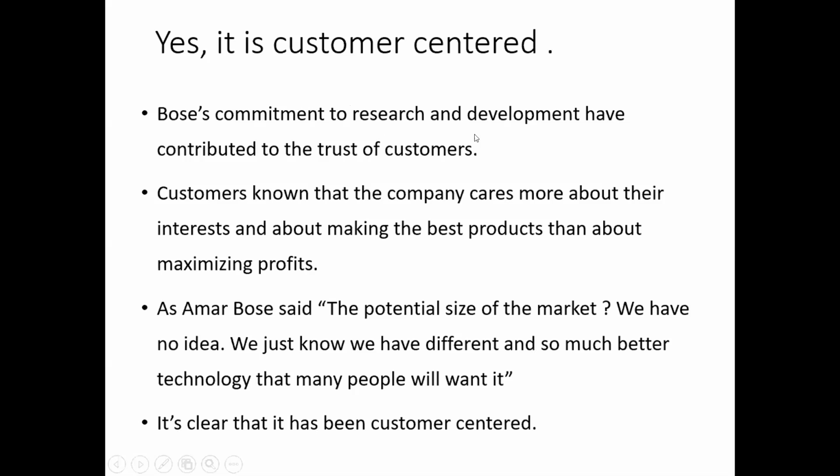Both commitment to research and development have contributed to the trust of customers. Customers know that the company cares more about their interests and about making the best products than about maximizing profits. As Amar Bose said, the potential size of the market, no, we have no idea. We just know we have different and so much better technology that many people will want it. By seeing this, we can see how they center on their customer. They are always finding new ways to satisfy their customer by making the best products. It's clear that it has been customer centered.